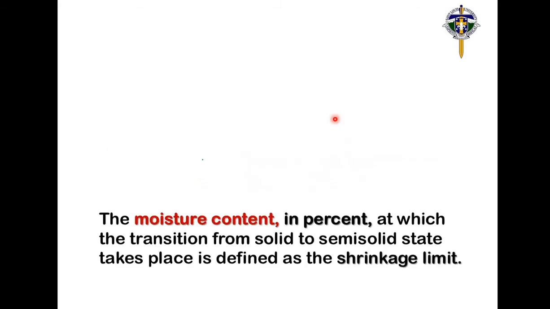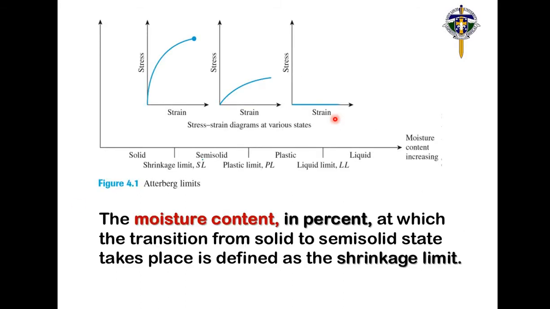To understand further, we have here a diagram which we are about to consider. Notice that on the x-axis, you have your moisture content. As the moisture content increases, the state of the soil changes from solid to semi-solid, from semi-solid to plastic, and from plastic to liquid. On this part, we have the least amount of moisture or water. In this state, the soil is considered solid.